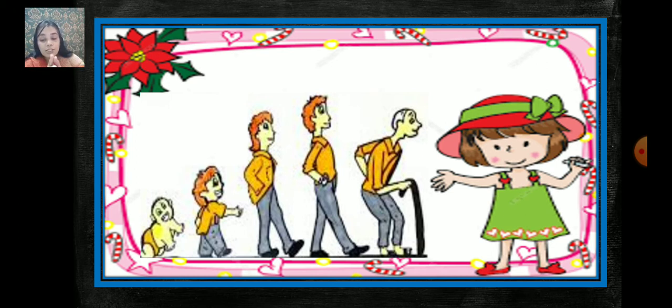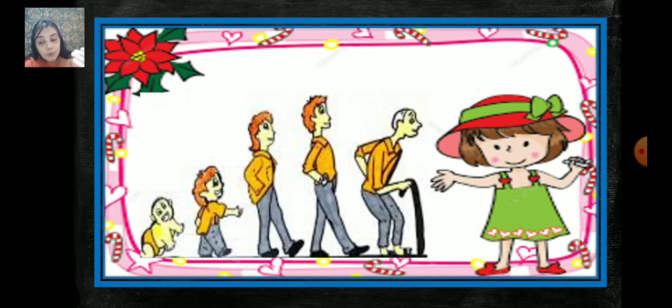All living things grow, and they become old, and they die. The stages in the life of a living thing form its life cycle. All living things produce young ones like themselves, and so life on earth continues.